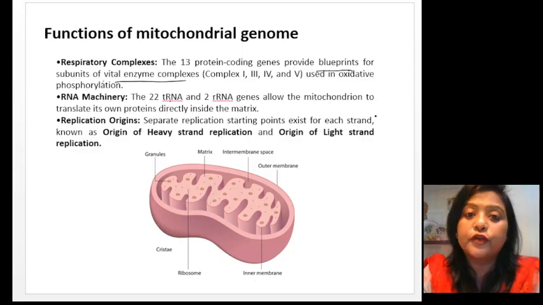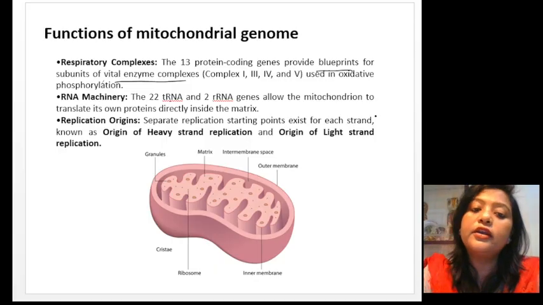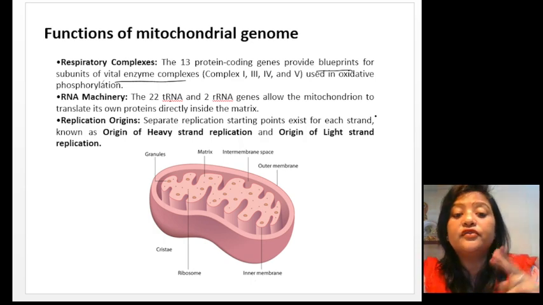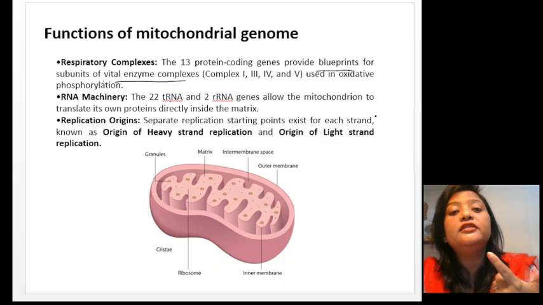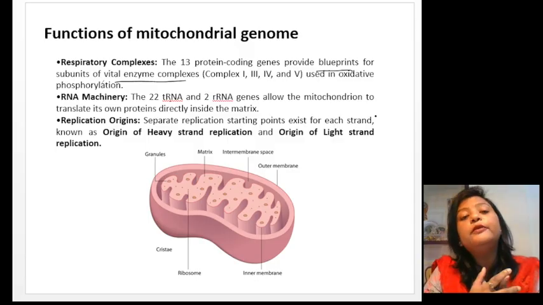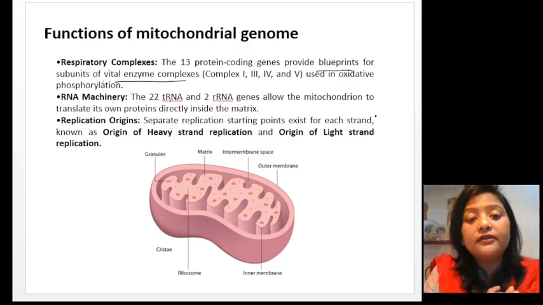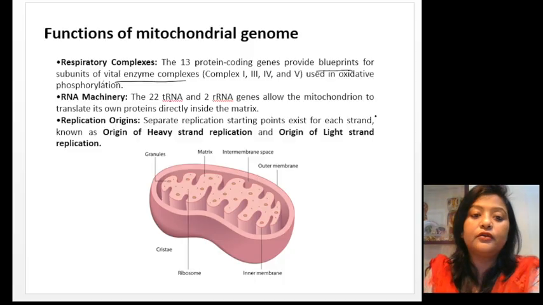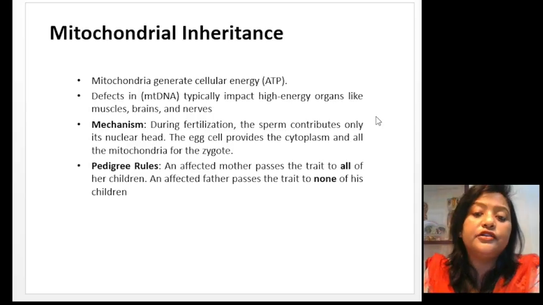They can produce their own proteins inside the matrix. Okay, now they are also having separate replication starting points for each strand. We know there are two strands, so heavy strand and light strand. So they have got their own origin of replication. So the heavy strand will be known as origin of heavy strand replication, and the light strand will be known as origin of light strand replication. Okay, these are the functions of the mitochondrial genome.